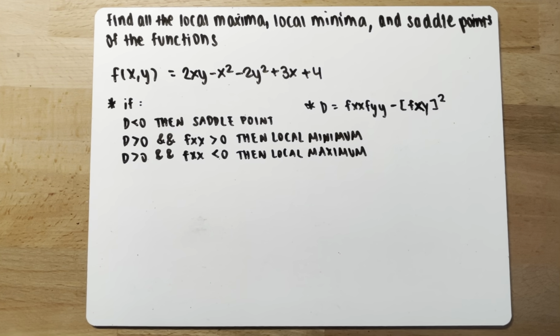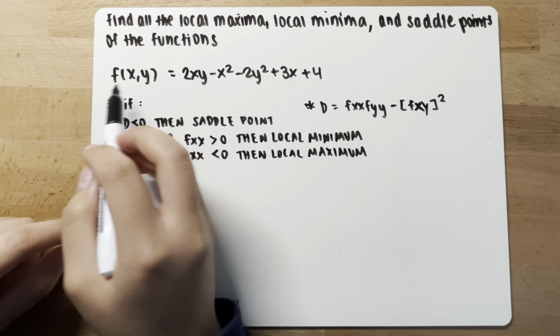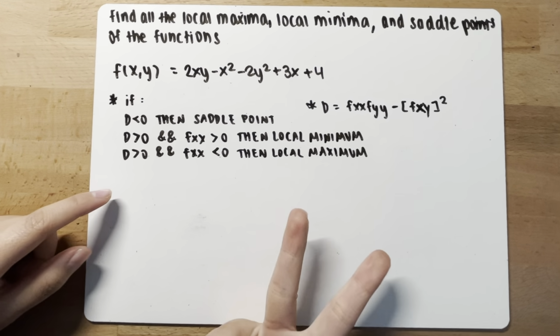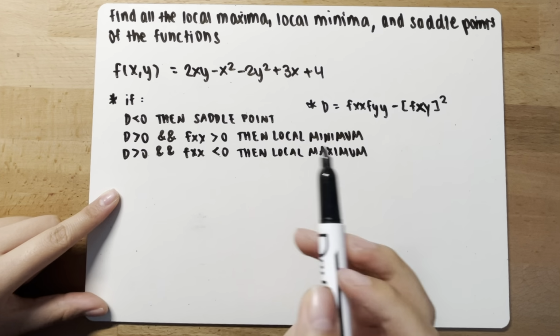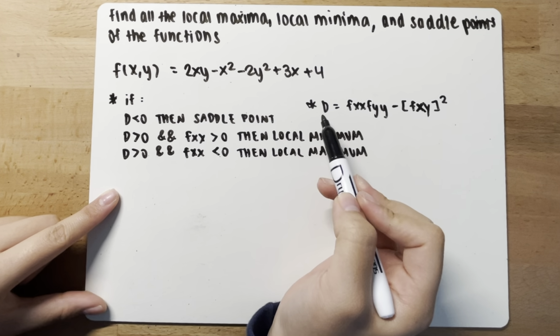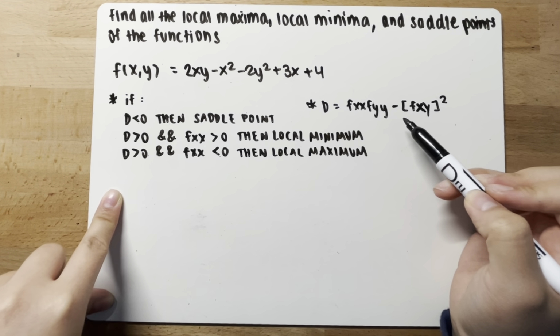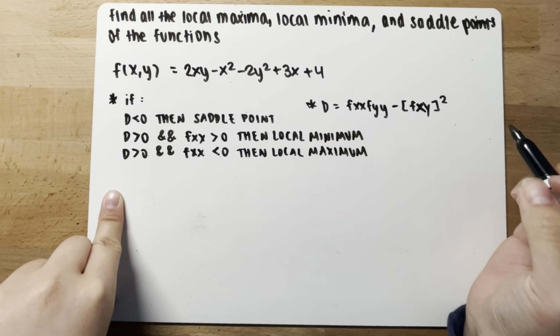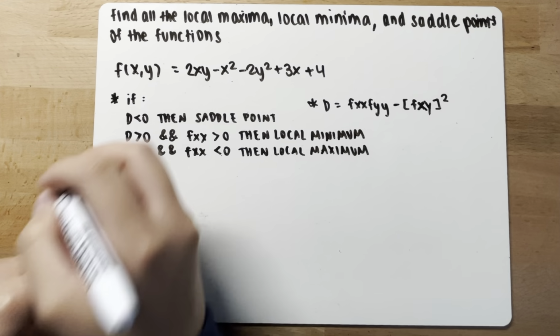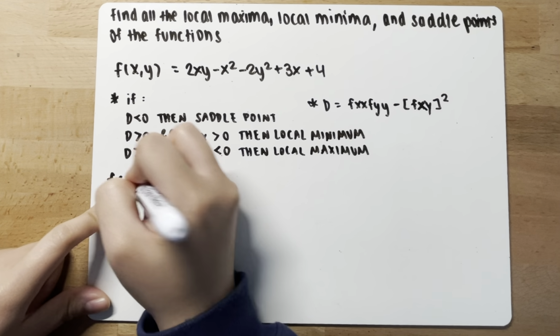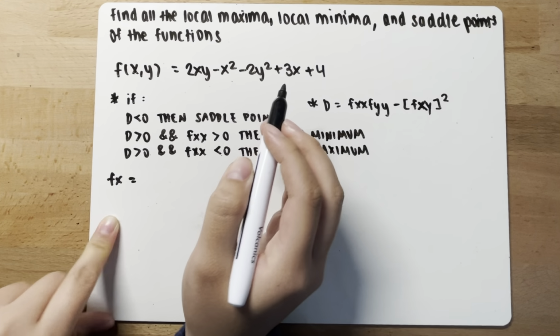Find all the local maxima, local minima, and saddle points of the function. You have this function, and you have two things you want to remember: the if statement for saddle point, minimum, and maximum, and the discriminant formula, which is D equals f double x times f double y minus f of x of y squared. So you want to begin by finding f of x, which is deriving this in terms of x.